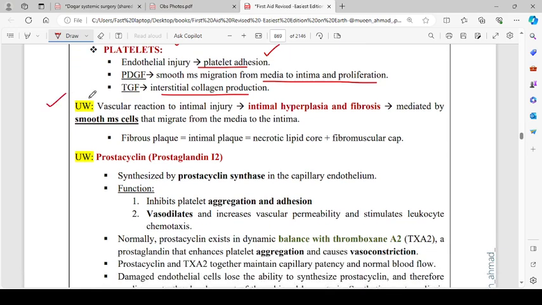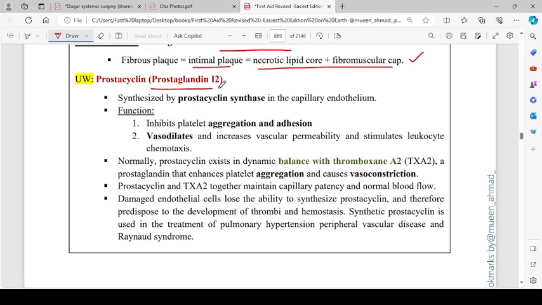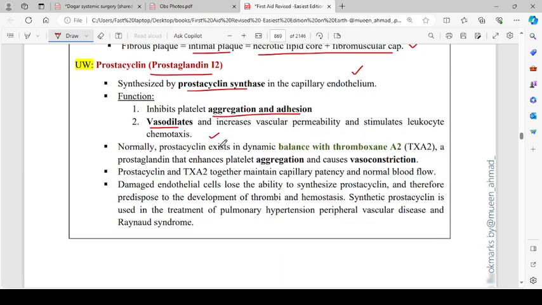Then another UWorld point is that vascular reaction to the intimal injury will lead to intimal hyperplasia and fibrosis mediated by the smooth muscle cells that migrate from the media to the intima. Fibrous plaque will lead to intimal plaque and necrotic lipid core with fibromuscular cap. Prostacyclin, PGI2, is synthesized by prostacyclin synthase in the capillary endothelium. Its function: it inhibits platelet aggregation and adhesion, vasodilates, increases vascular permeability, and stimulates leukocyte chemotaxis.